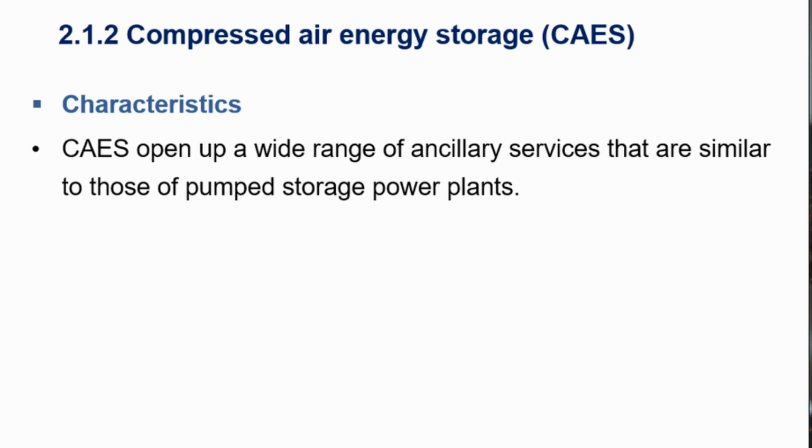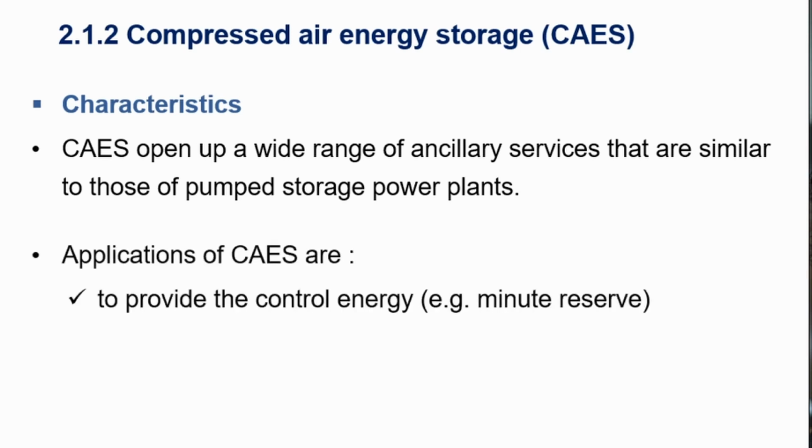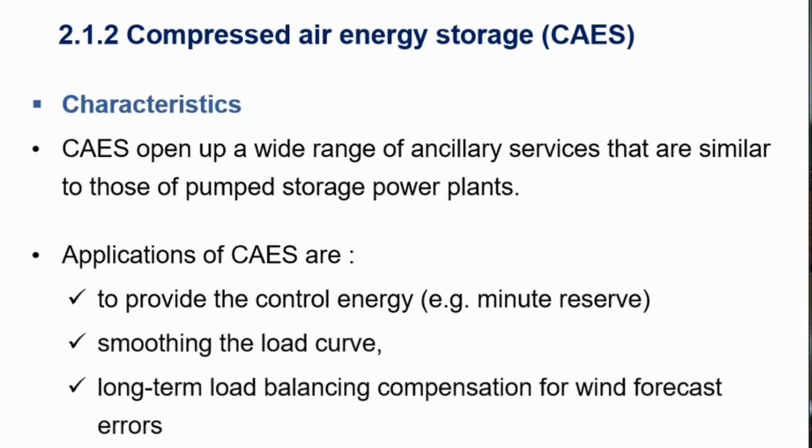So it could be used for a wide range of auxiliary services that are similar to those for the pumped hydro storage power plants. They provide control energy, for example, minute reserves. They smooth the load curve and provide long-term balancing compensation for windcast errors or solar errors. Usually windcast errors are more serious because if you make an error in wind speed, the output power is affected by the power of 3. For solar, it's linear, so if you make an error of 10%, you have an error in output power of 10%. For wind, it's much more severe.